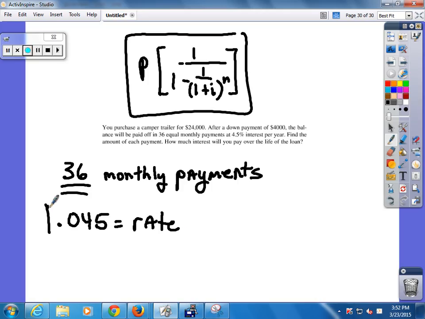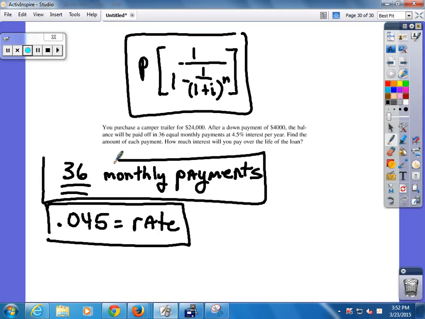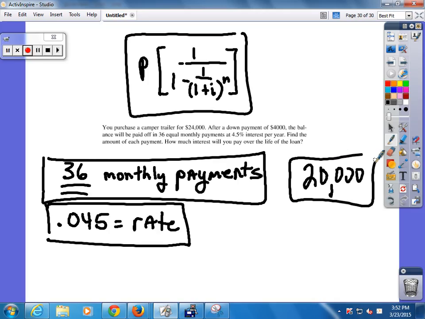So we've got this, and we've got this, and you purchase a camper trailer, but after a down payment of what? Now the way I'm reading this is, you purchase a camper for 24, you pay 4,000, so how much? 20,000. All right, so there's your numbers that you have to work with.